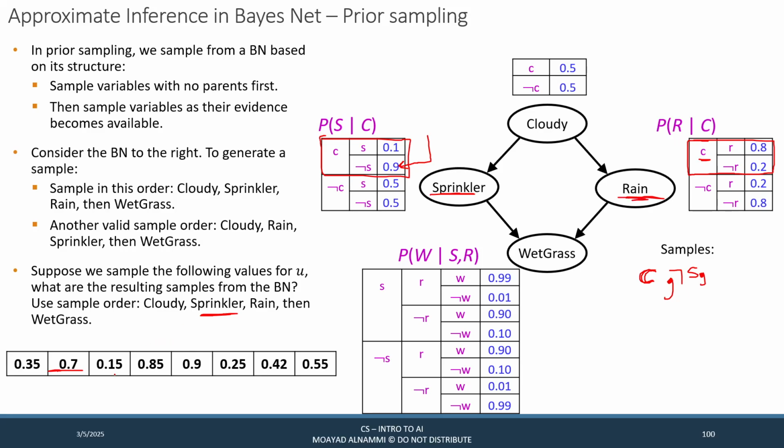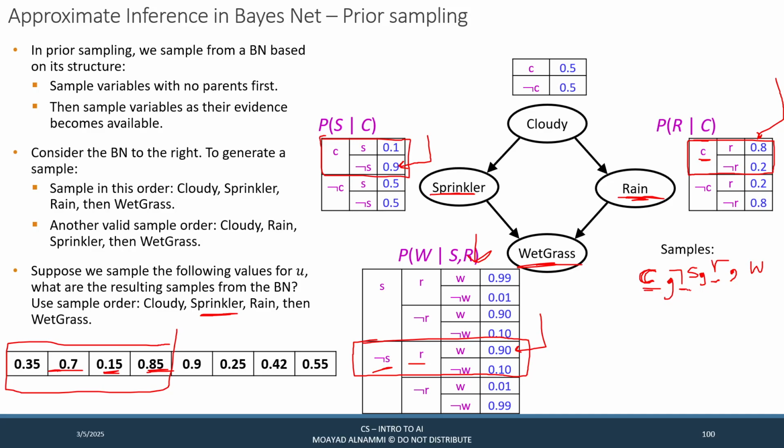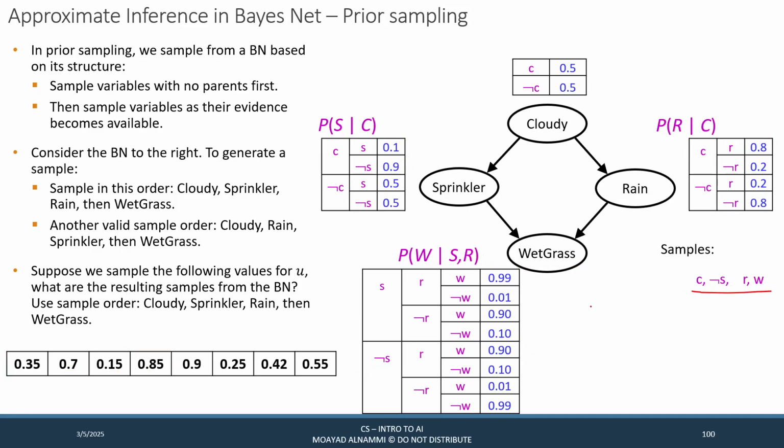Now I'm going to sample rain. I have 0.15. 0.15 falls in this range here between 0 and 0.8. So now I've sampled R. And then finally, I have 0.85. I'm at wet grass, right? But which bracket am I operating in? I'm operating when C is true, when not S and R. So I'm in this bracket here, and I have 0.85. 0.85 falls in the first bin here. So I've sampled W. So my first sample using these numbers for you is C, not S, R, and W.